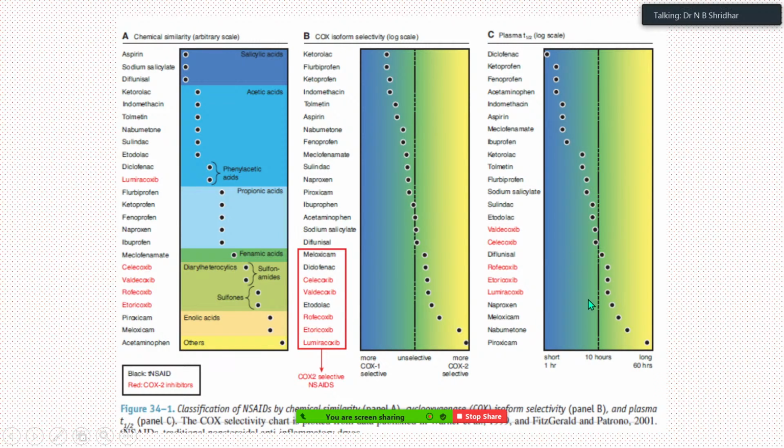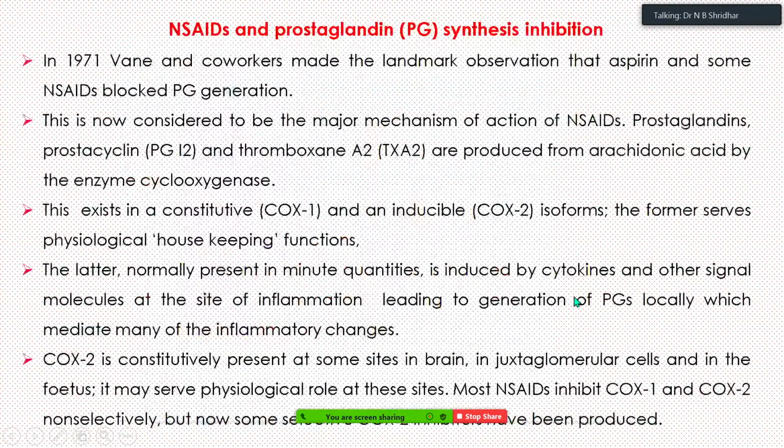Whereas in the third table you can see the plasma half-life, that is the T half. Diclofenac has a very short half-life, whereas celecoxib, rofecoxib, etoricoxib, piroxicam and meloxicam have a longer half-life of up to 60 hours. Of course, this one is 10 hours, and as short as 1 hour for the earlier diclofenac and other NSAIDs.